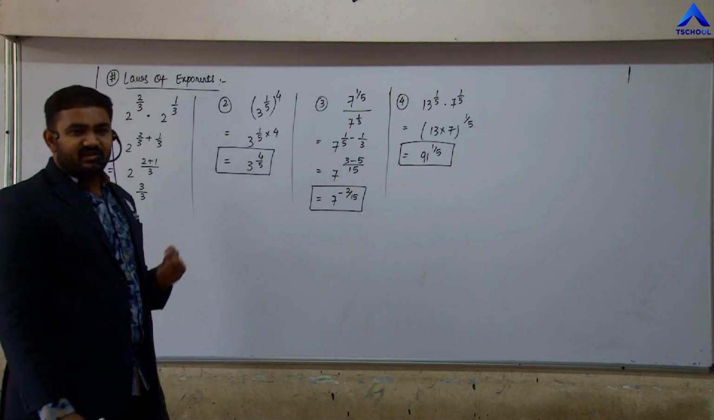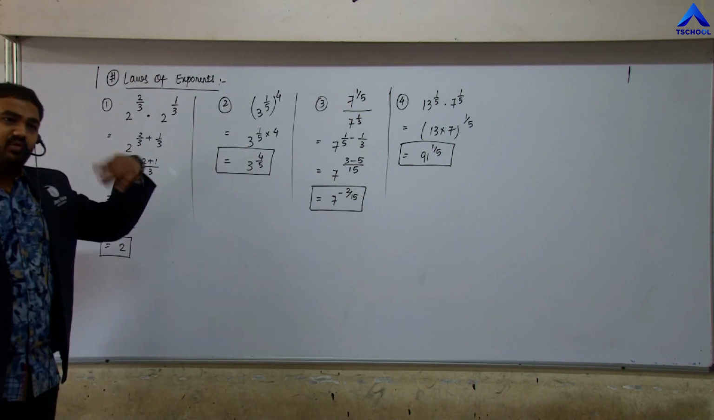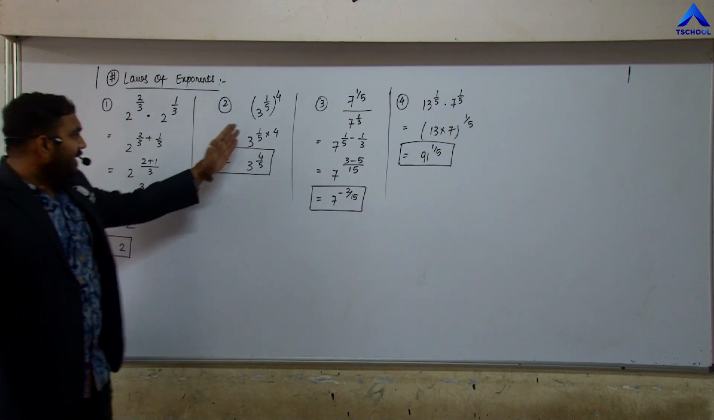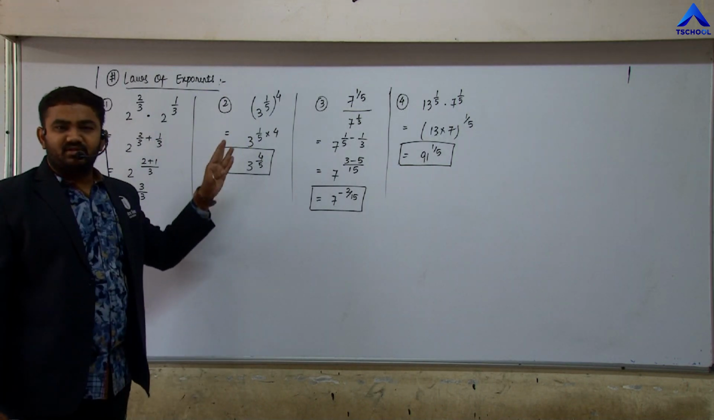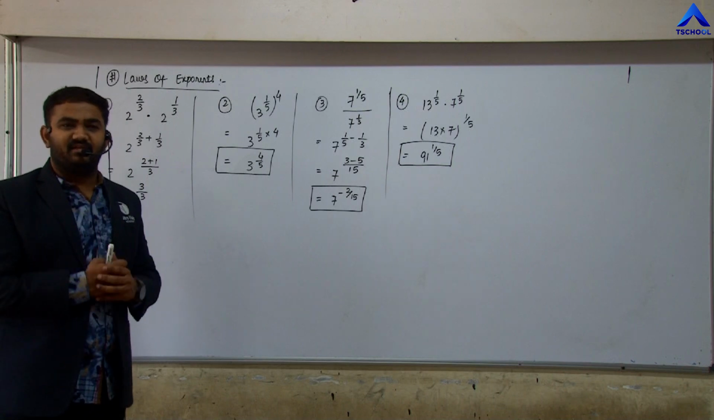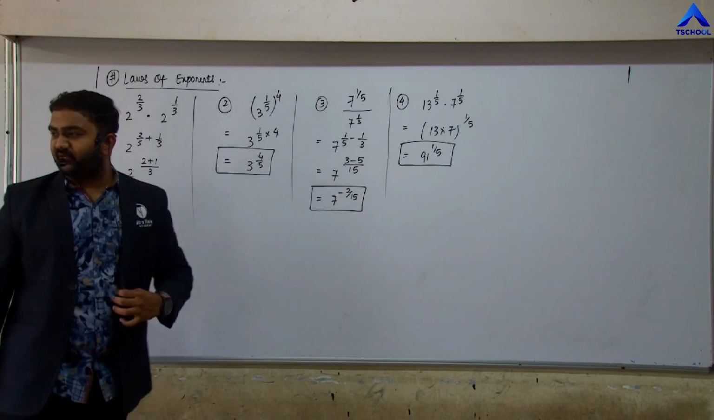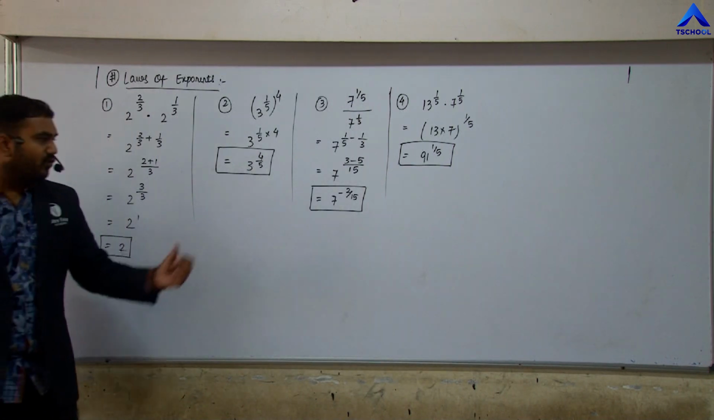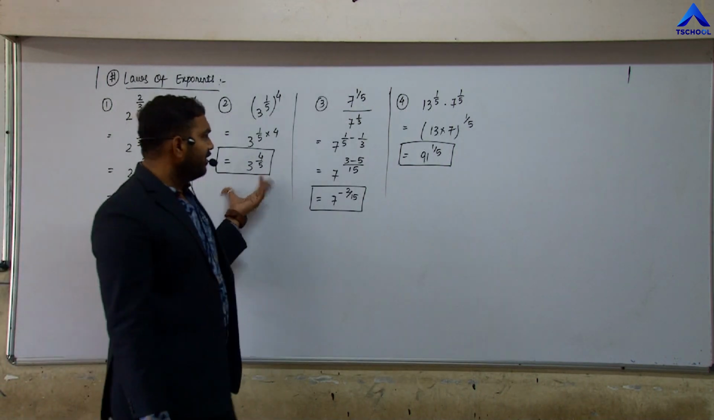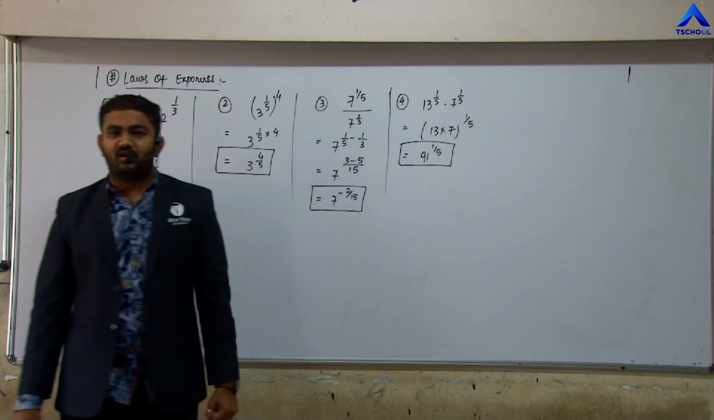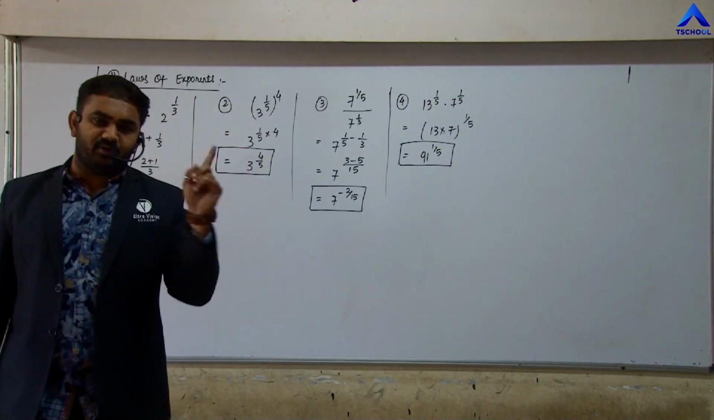Second one is of the second law, that is a raised to m whole raised to n. A raised to m whole raised to n simply means the multiplication of the powers taking the common base, that is 3 as the common base, and the powers 1 upon 5 multiplied by 4, so that is 3 raised to 4 upon 5.